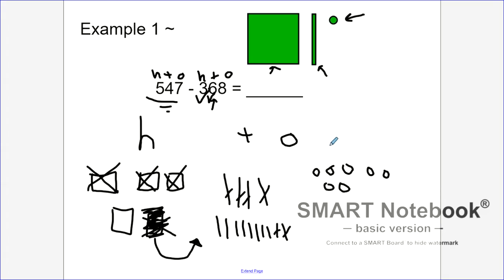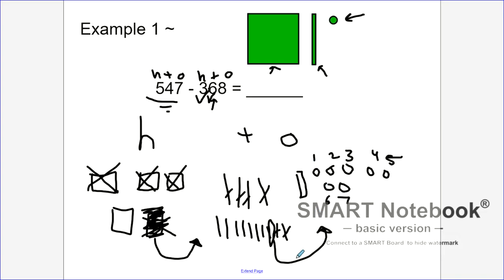The same thing happens over here. I have 1, 2, 3, 4, 5, 6, 7 ones, but I need to subtract 8, which means I need to cross out 8. In order to do this, I'm going to take one of these tens blocks. I'm going to pretend to move the tens block over here. And if we did that, we would know 10 plus 6 is 17.